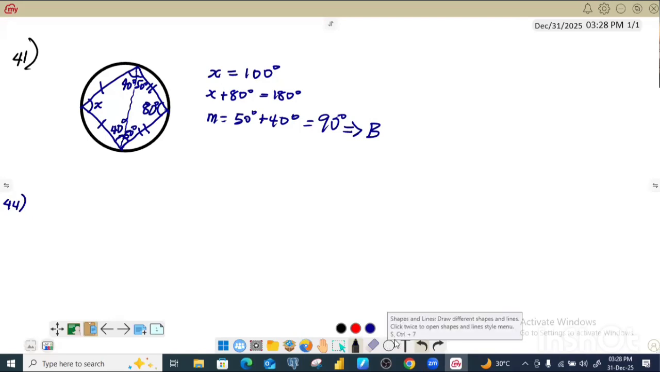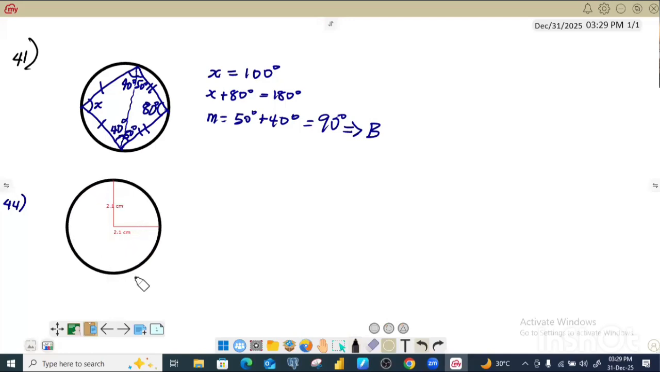We have another diagram in number 44. In the diagram, O is the center of the circle, PR is a tangent to the circle at Q, and angle SOQ is 86. Calculate the value of SQR. Okay, we're going to have another diagram.